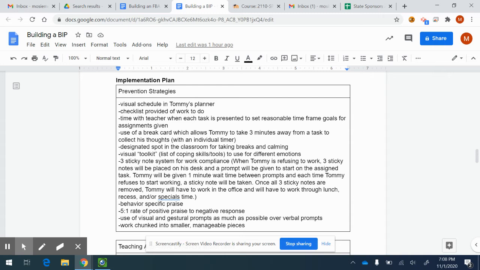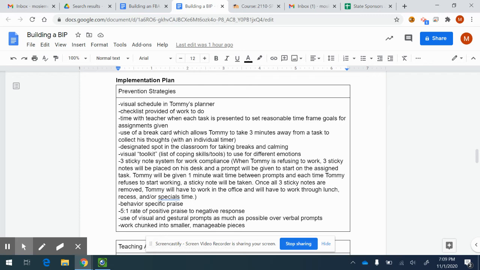And if that means that he works through his lunch, through his recess, through his specials time, he is also a student that does extracurriculars like band and choir, but those come second to work. So if he's not completing his work, then he will have to miss out on those extracurriculars.